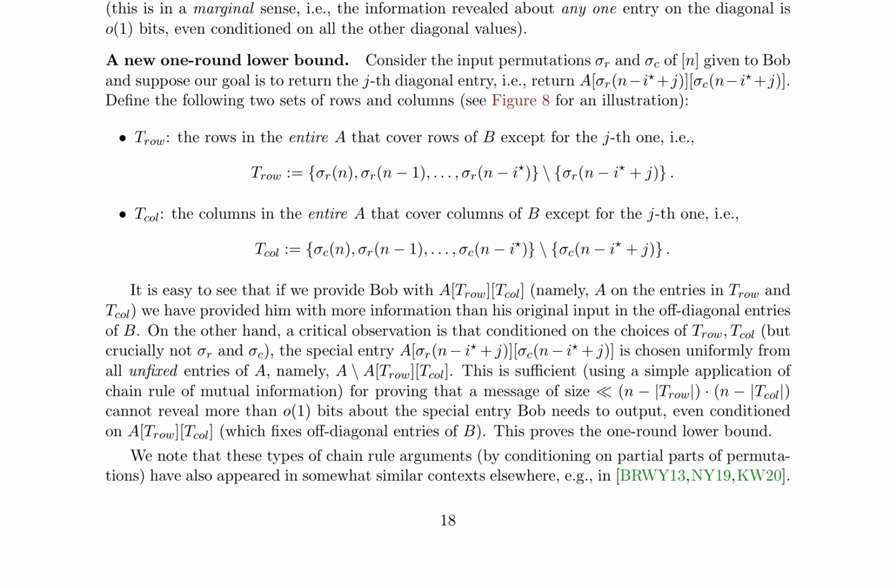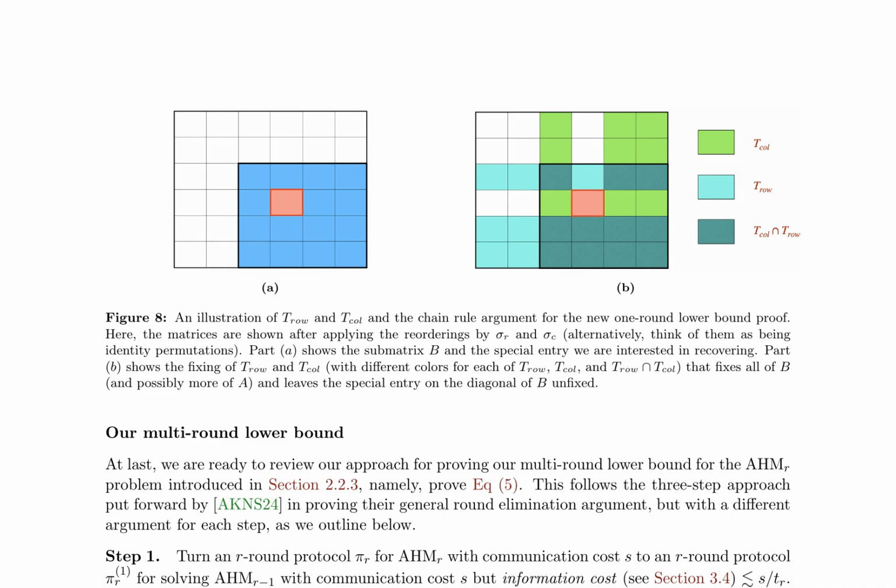The authors note that this type of chain rule argument has appeared in similar contexts elsewhere. They also mention that their way of partitioning the input has appeared recently in the multipass dynamic streaming lower bound of AKZ24 for MSTs. The paper discusses a multi-round lower bound for the all-or-nothing hidden matrix (AHM) problem, which is a fundamental problem in communication complexity.